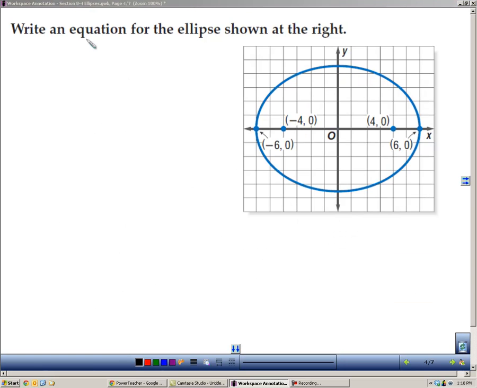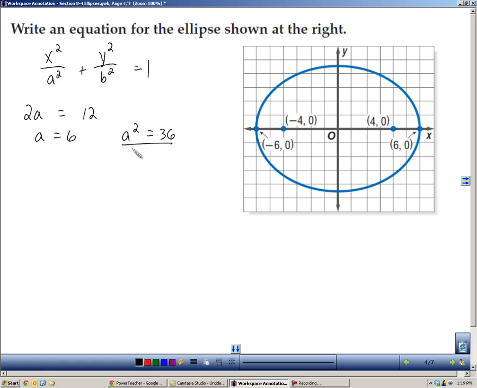Okay, let's do this again and find another equation of an ellipse. This time my ellipse has a major axis on the x-axis, which means my equation is going to fit this form. So I've got to find my a and b. Again, my a is the distance from the endpoints here on the major axis. So 2a is 12, which again, a is 6, which means my a squared is 36, and that's one of the first things you need to find.